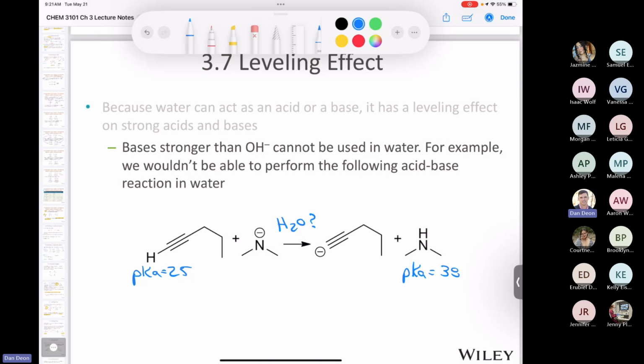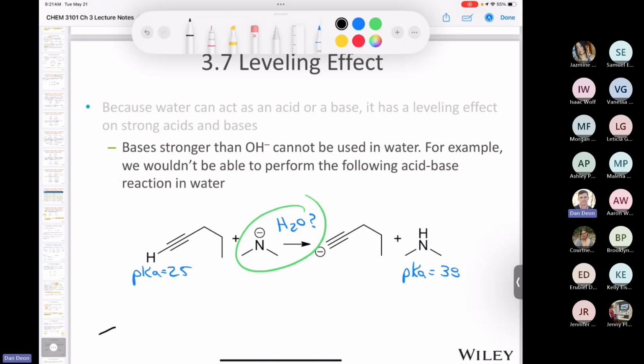If you're looking at it and saying, well, the reaction looks good, the equilibrium should lie to the side of the weaker acid, so that looks good to me. You're right. The equilibrium, the pKa's are set up correctly. The problem is you could not use water as a solvent. Why? What's going to happen is there's going to be a reaction between the water and this base. Let me show you.